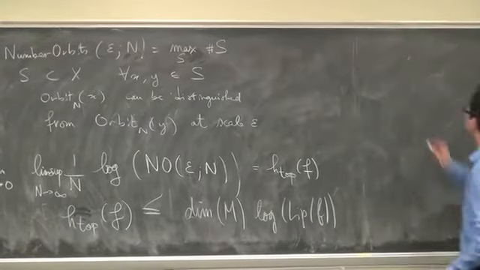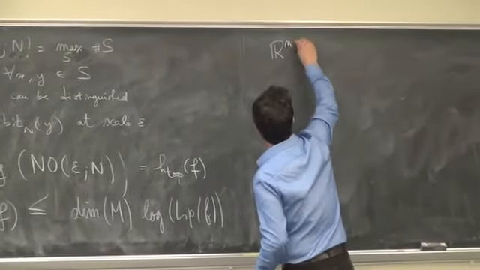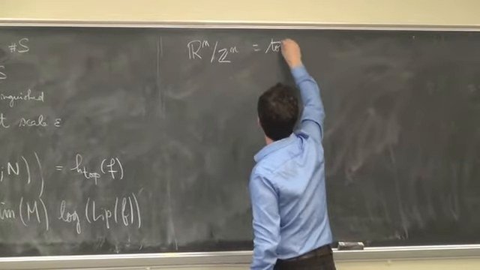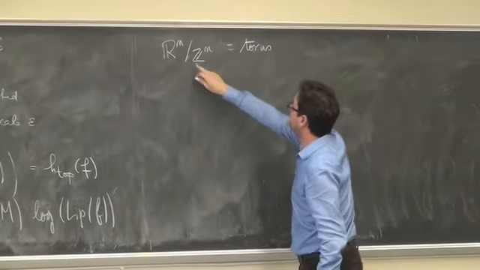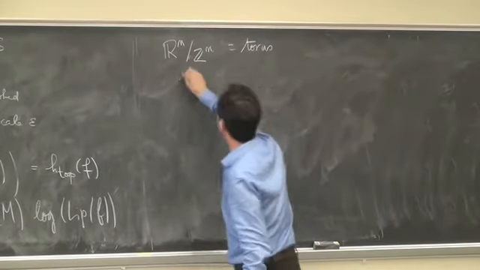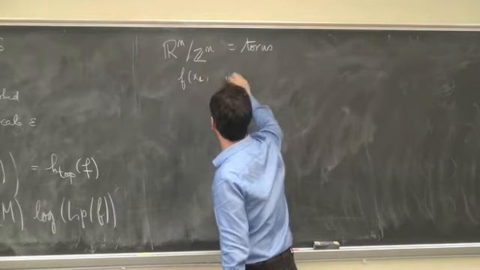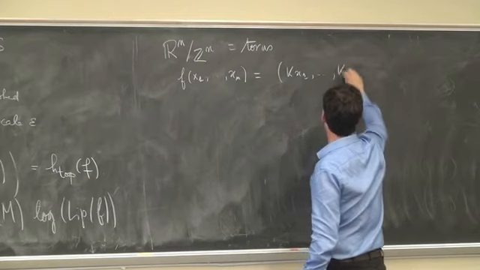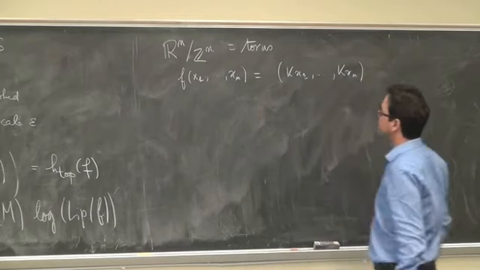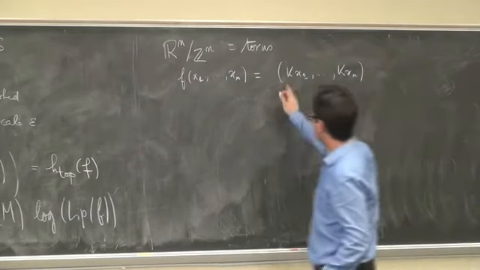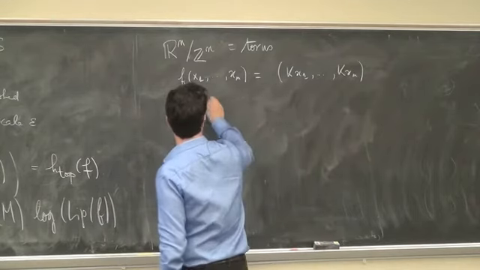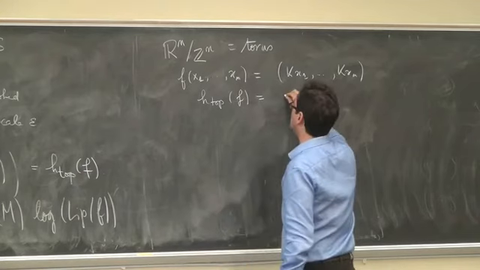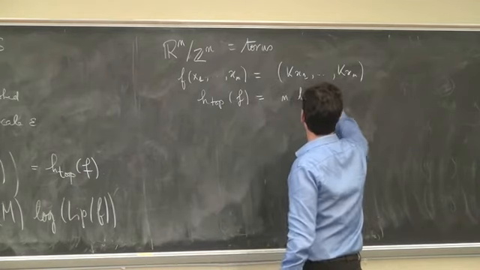And if you take a torus of dimension n, and take the multiplication by some integer k, so f of (x1, ..., xn) is (kx1, ..., kxn) modulo integers, then you get an equality here, so that the entropy of f is n times the logarithm of k.